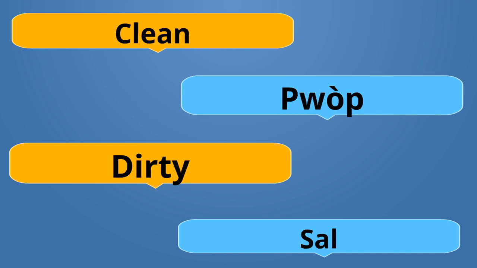Clean and dirty are opposites. For clean, we say propre, propre. For dirty, we say sale. Okay, pour sale, nous dit dirty. Pour propre, nous dit clean.